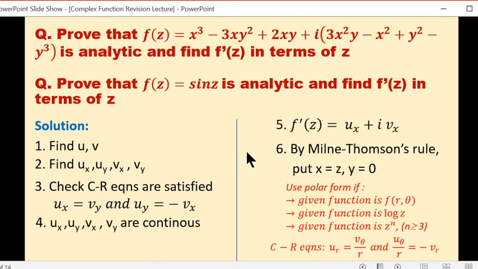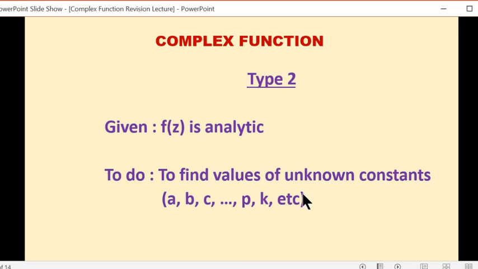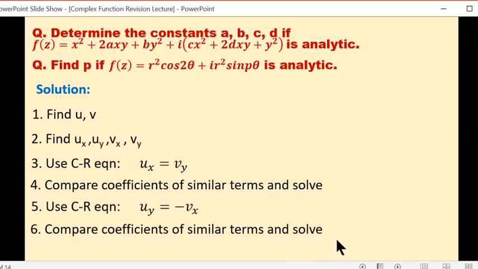Okay. Next, let us go to the second type of problem. Type 2 problem was where you were given an analytic function and you had to find the values of unknown constants like a, b, c, d and so on, p, k, etc. which were present in the function f of z. This was type 2 problem. तो यहाँ function analytic दिया है आपको और आपको ये unknown constants के value find out करने हैं.